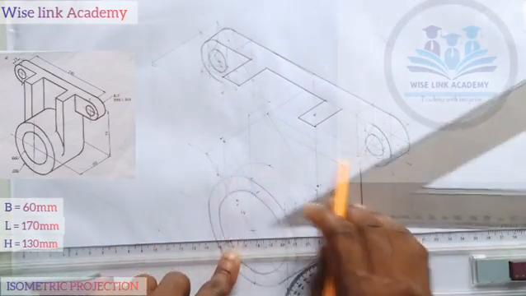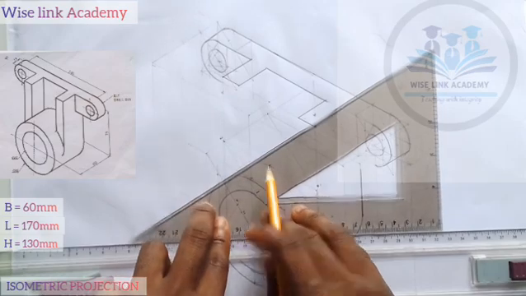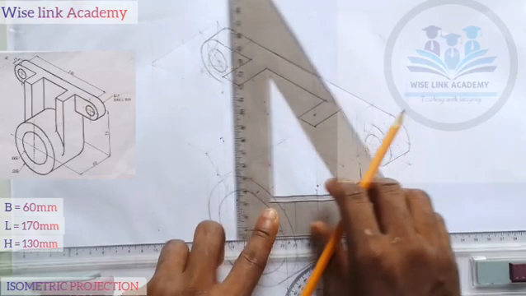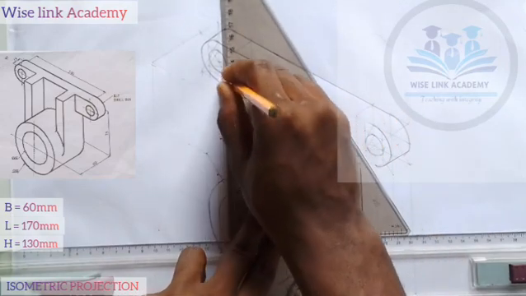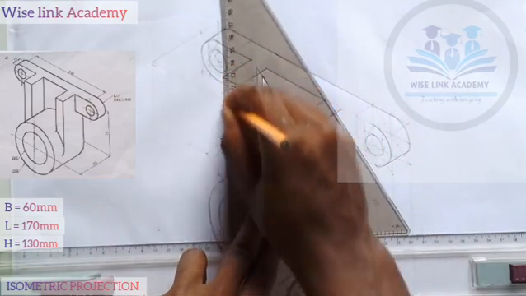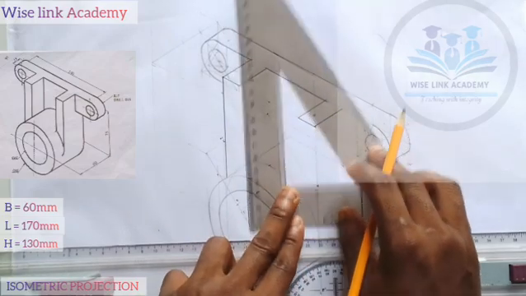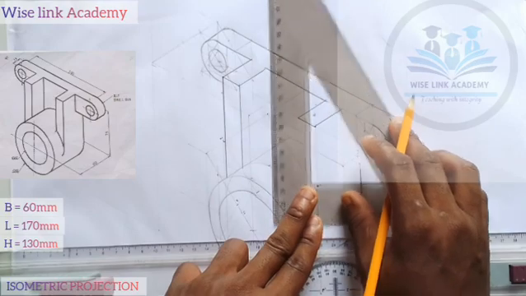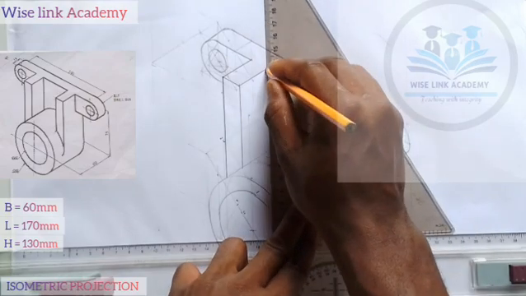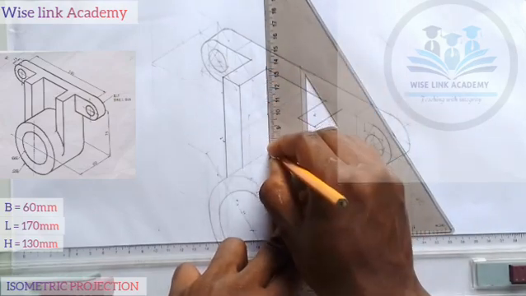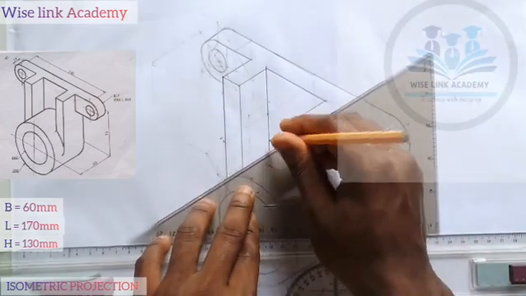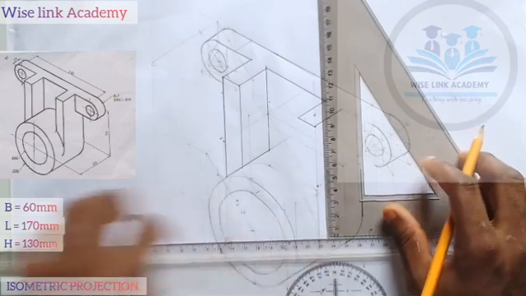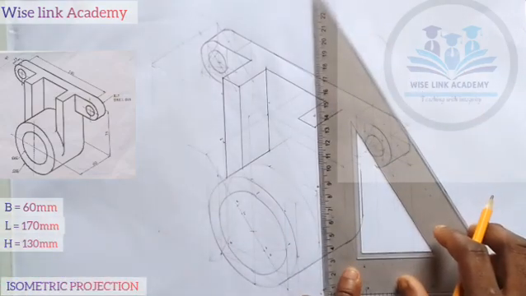From this point here, I will take it down this way, right? So I will extend. I'll just take this point here down, take it down this way. Also, I'll take this point here down this way. Also, I will take this point here down this way. So that line I drew here, I will take it in. So I have this.